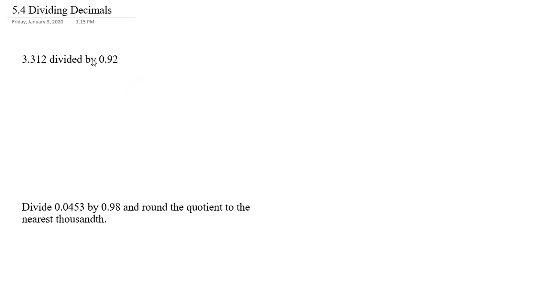but the basics are we're going to take something divided by something else, and the thing that is being divided, in this case 3.312, is going to go inside the long division bar. And then the thing that we're dividing by goes on the outside, 0.92. Okay, that's step one, setting it up as a long division problem.